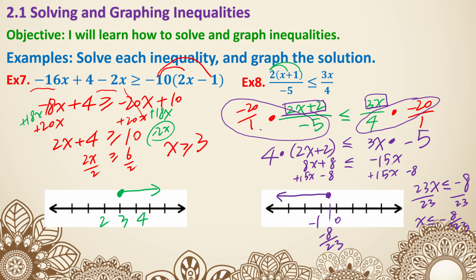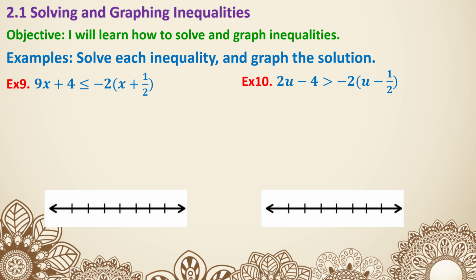Again, actually, I forgot one thing. The sign flipped because we multiply both sides by a negative number, so the sign actually flipped. And this is flipped. That's also flipped. It's actually going to be pointing to the right. So again, when we multiply or divide by a negative number on both sides, we are going to need to flip the sign. If we just multiply by a positive number, that doesn't change anything.